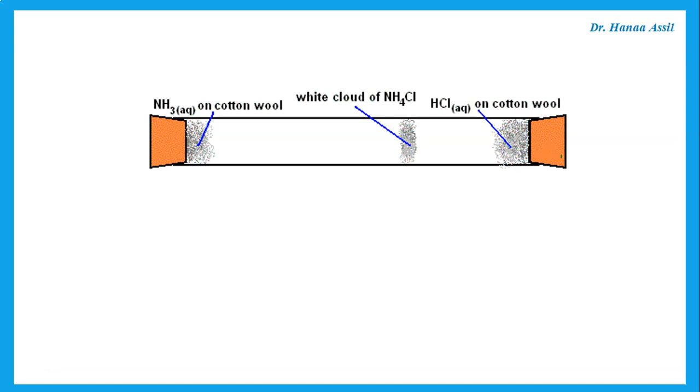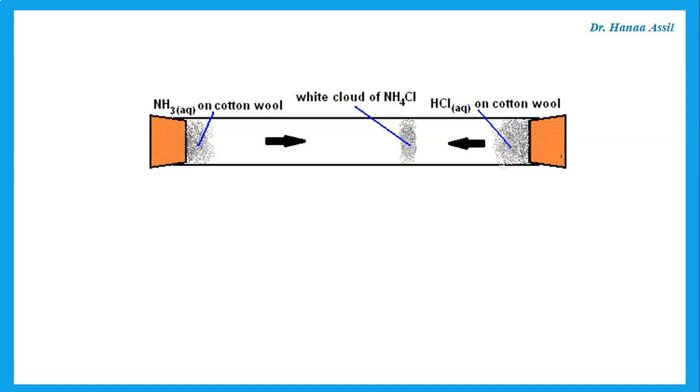The particles will move from an area of high concentration, so the ammonia on the cotton wool is the area of high concentration, and it will move to where there is no ammonia, while the particles of the HCl will move from an area of high concentration to an area of low concentration. Now, where do they meet?